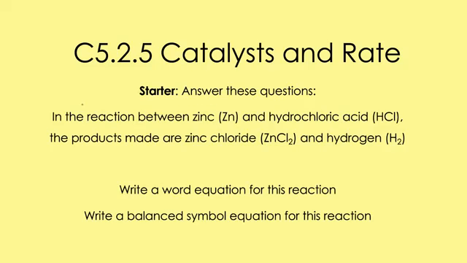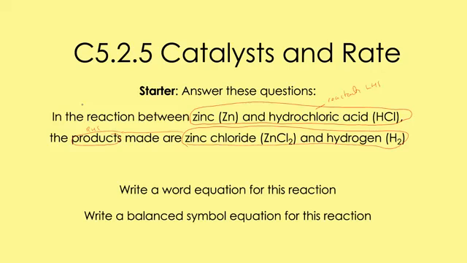Okay, so hopefully we've been able to write at least the word equation. So in the reaction between zinc and hydrochloric acid, because the reaction is happening between them, they're the reactants that go on the left-hand side of the arrow, and the products made are zinc chloride and hydrogen. So they're the products, and they're going to go on the right-hand side of the arrow.